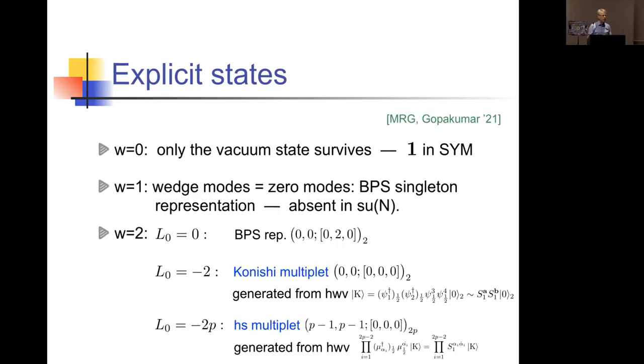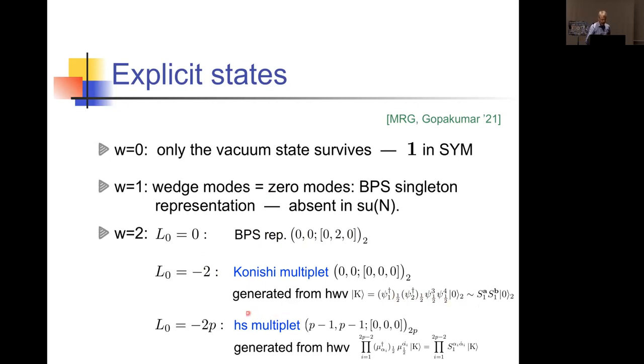So for example, when you look at small w, for w equal to 0, you just retain the vacuum state. For w equal to 1, you just have the zero modes, so you actually get just the BPS singleton representation. That's a representation that's absent in SU(N). It would be present in U(N), so we just remove it by hand. And then for w equal to 2, you begin to see more of the interesting structure. So at L equal to 0, you get a BPS representation. At L equal to -2, you get a Konishi multiplet that's generated by the 4 positively moded fermions acting on the twisted sector ground state.